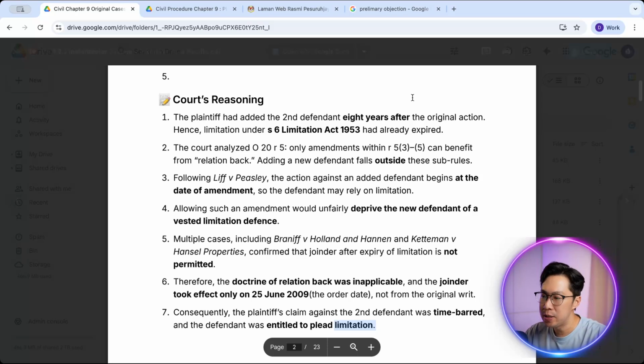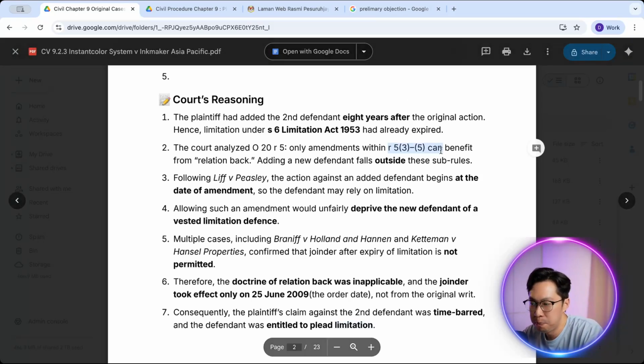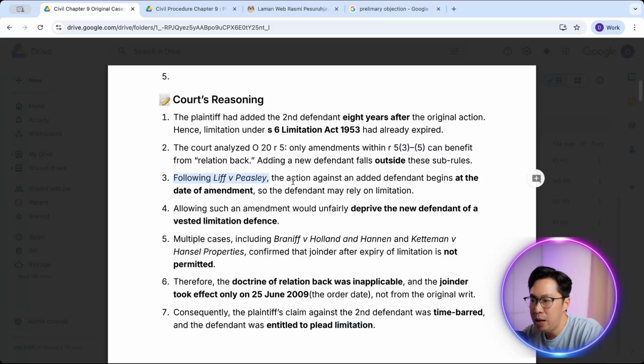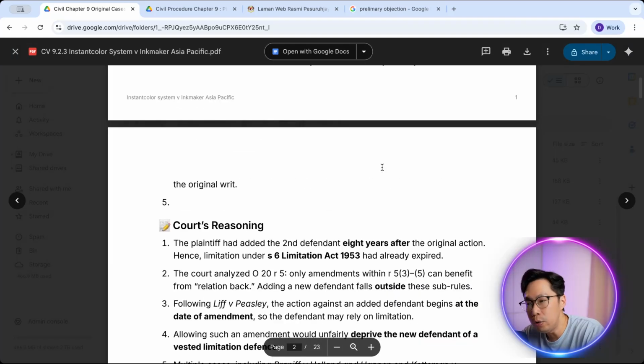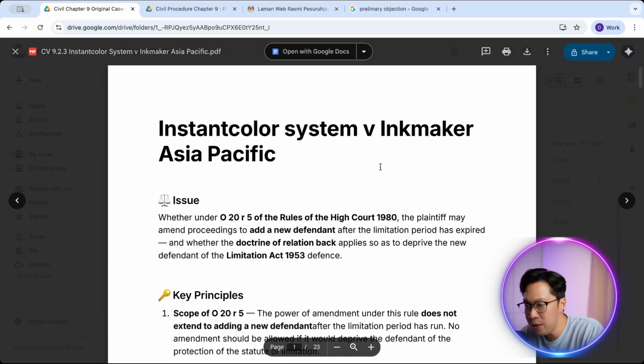What he says here is, it doesn't come under this. Following Leaf Peasley, action against the added party begins at the date, 2017. So the defendant relies on that. If we allow such amendments, it would unfairly deprive the new defendant of a limitation defense. Therefore, the doctrine is inapplicable, and joinder took effect on this date, which is the one I gave you as an example, 2017, not from the original date. So the doctrine of relation back doesn't apply here. I want you to look at the reasoning because this kind of question often comes out in exams.